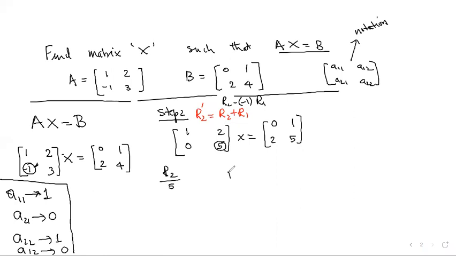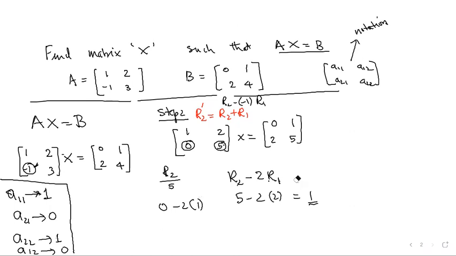If I would have done R2 minus 2 times R1, can you see this? 5 minus 2 into 2, I would have got 1. I could have made this 1 by this formula. But if I do that, this 0 that I made also will change. Did you understand this point?